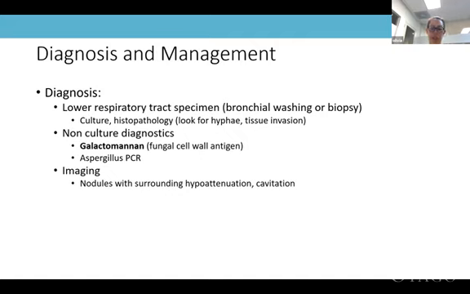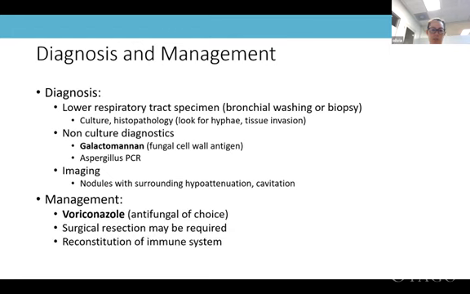And the other classic way, well, not way to diagnose it, but it's part of the diagnostic workup, is imaging. So classically on chest imaging, you'll see nodules with surrounding hypoattenuation. So that's just that ground glass kind of patchy change. And you can also see cavitation, and cavitation generally is the progression of disease, like it starts off as a nodule and then cavitates.